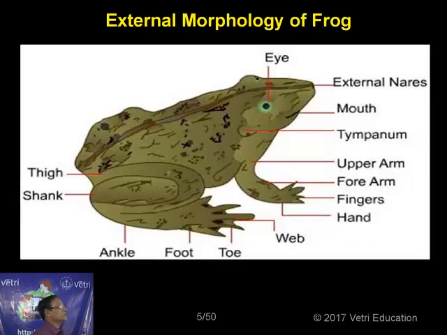Now this is the organization. We have the eye. Then the two openings, the external nostrils, or external nares, through which only air is entering. These are not visible here. Now we have the mouth.